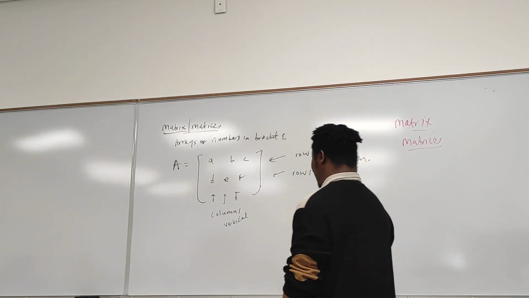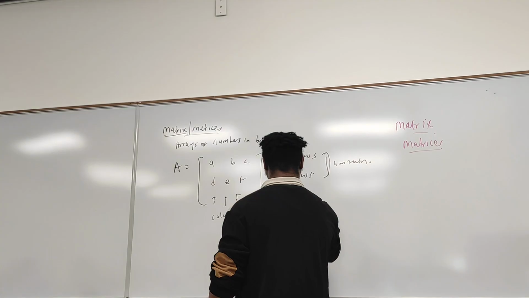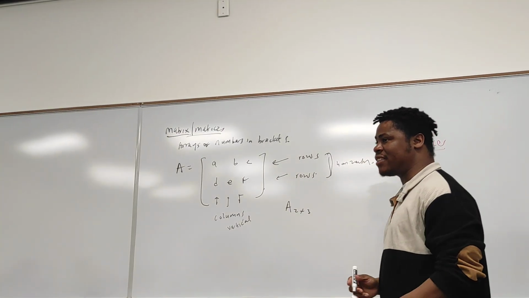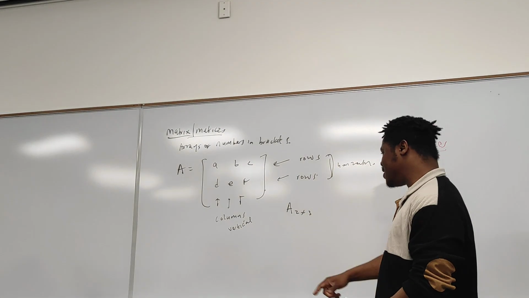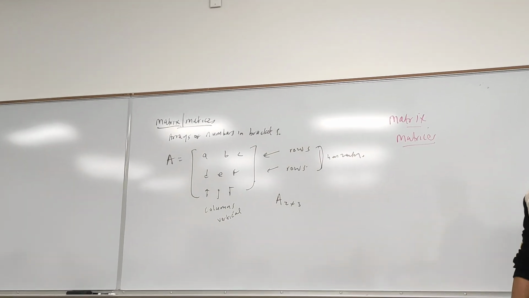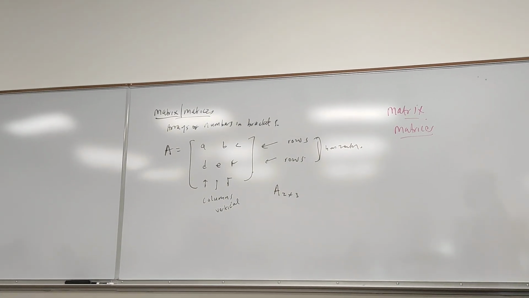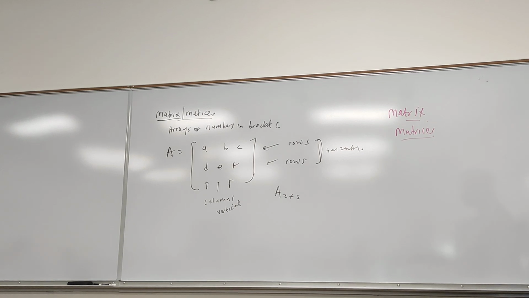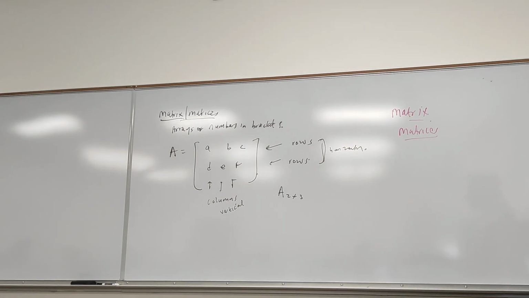So matrix A is a 2 by 3 matrix. It's a 2 by 3 because you call a matrix by the number of rows multiplied by the number of columns. So if I tell you a 2 by 3 matrix, it simply means the matrix has 2 rows and 3 columns.